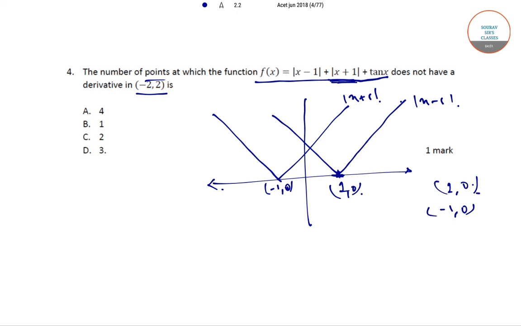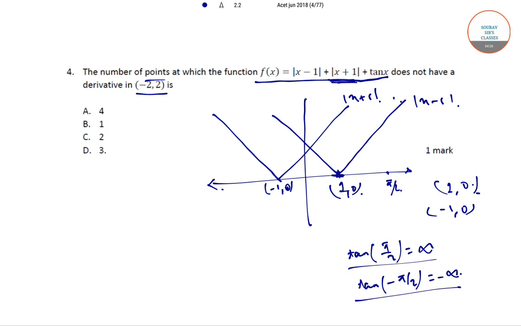And for tan x, now we know that for the value pi by 2, tan x tends to infinity. Tan pi by 2 is equal to infinity and tan minus pi by 2 is equal to minus infinity. So we get 2 more points where the derivative won't exist. So there are a total of 4 points. So option A is the correct answer.